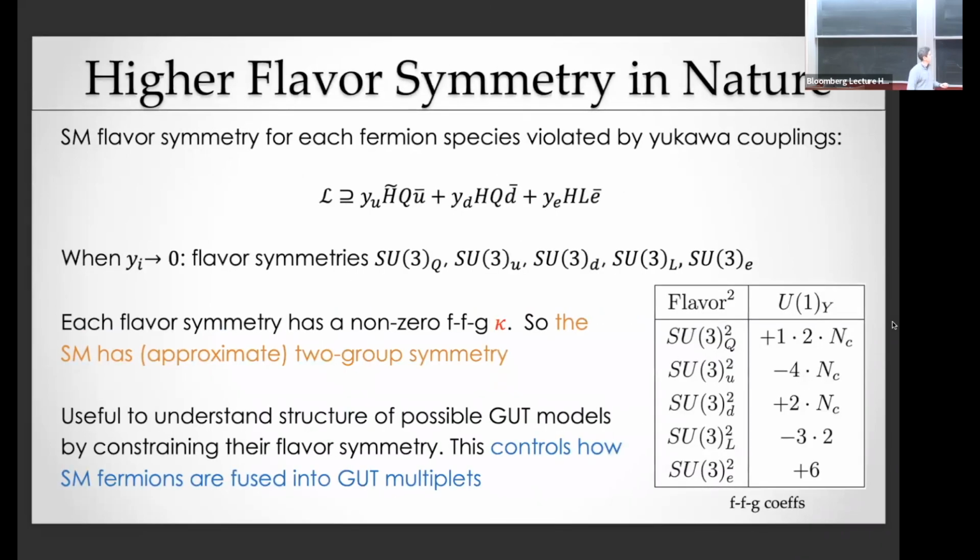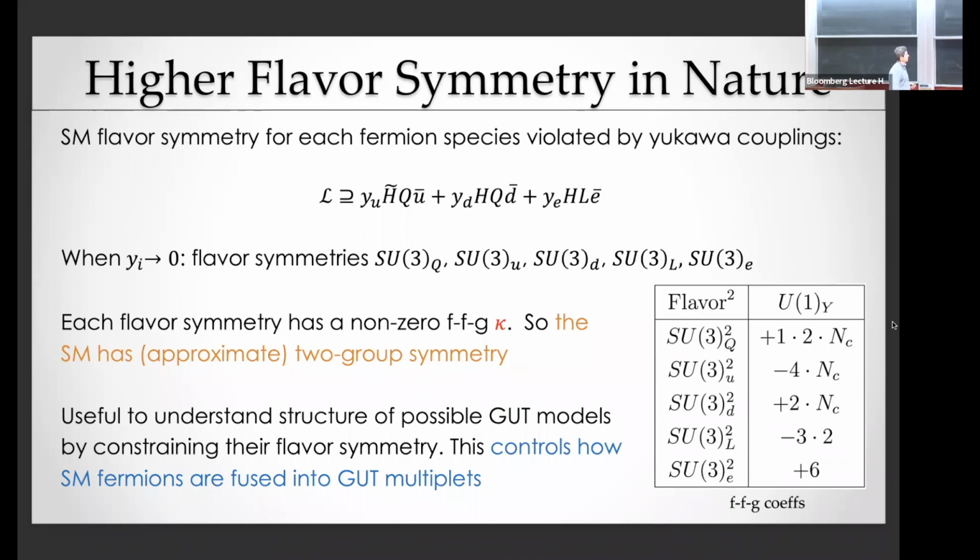Okay, so let's do it for real now. Let's try to do it in the standard model. The standard model flavor symmetry for each of the fermion species is violated by the Yukawa couplings. Let's temporarily turn off the Yukawa couplings and analyze multiplets there. When the Yukawa couplings are zero, we just have these big SU3 symmetries rotating each of the fermion types separately.